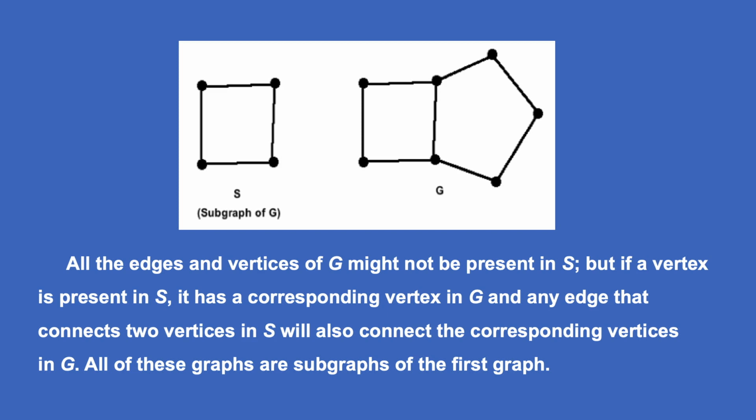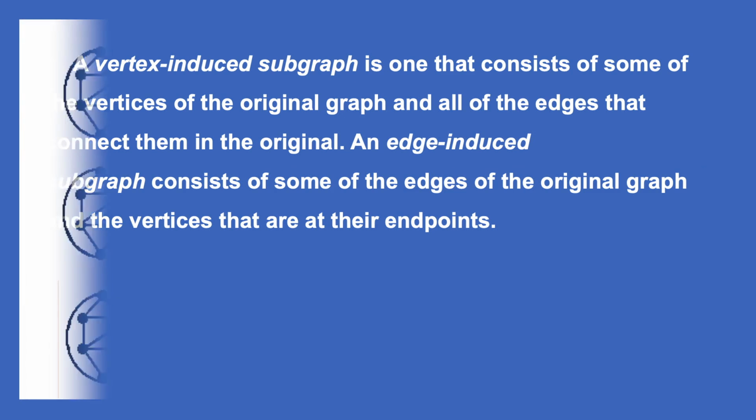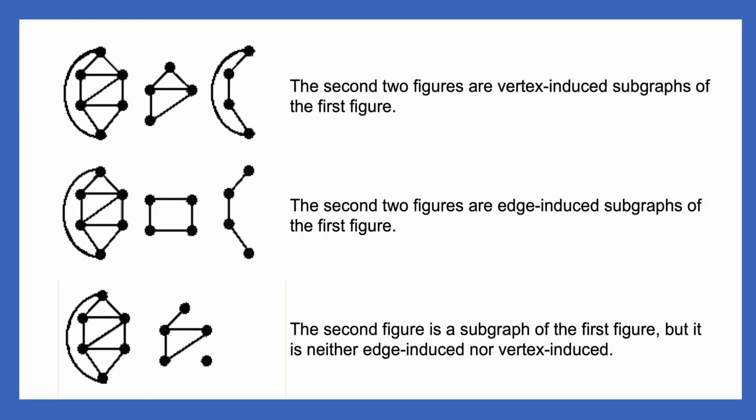All of these graphs are subgraphs of the first graph. A vertex-induced subgraph is one that consists of some of the vertices of the original graph and all of the edges that connect them in the original. An edge-induced subgraph consists of some of the edges of the original graph and the vertices that are at their endpoints. The second two figures as shown on the screen are vertex-induced subgraphs of the first figure. The second two figures are edge-induced subgraphs of the first figure. The second figure is a subgraph of the first figure, but it is neither edge-induced nor vertex-induced.